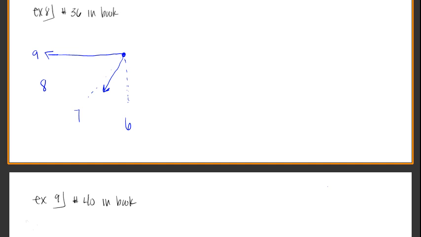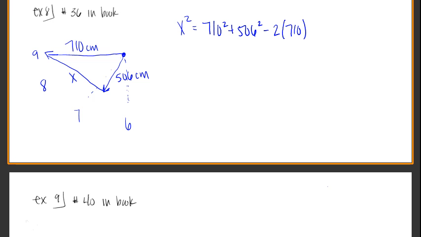Okay? All right, now incorporating what our lengths are, we have 710 and 506 centimeters. And we want to know the length between the tips of these hands. So if that's x, the law of cosines says x squared is equal to the sum of the other sides squared minus 2 times 710 times 506 times the cosine of the angle opposite x. Well, the angle opposite x is right in there, and we don't know that yet. How can we get that angle?